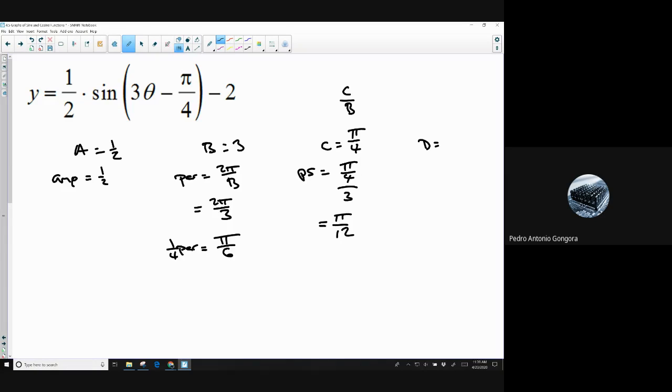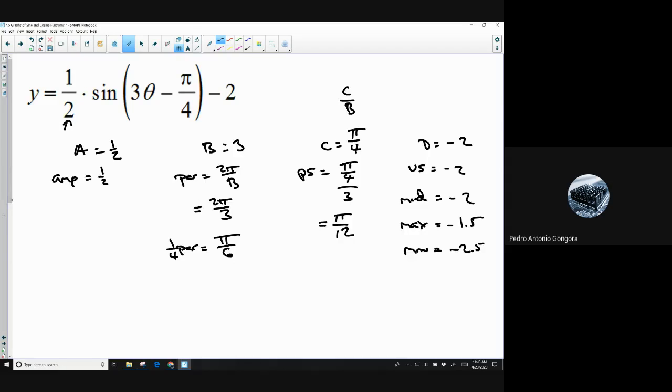At least these things match up a little bit more than the last one. D is negative 2. That means the vertical shift is down 2. So that means that the middle is negative 2. The max is negative 2 plus 1/2. That's negative 1.5. And the min is negative 2 minus 1/2, negative 2.5.